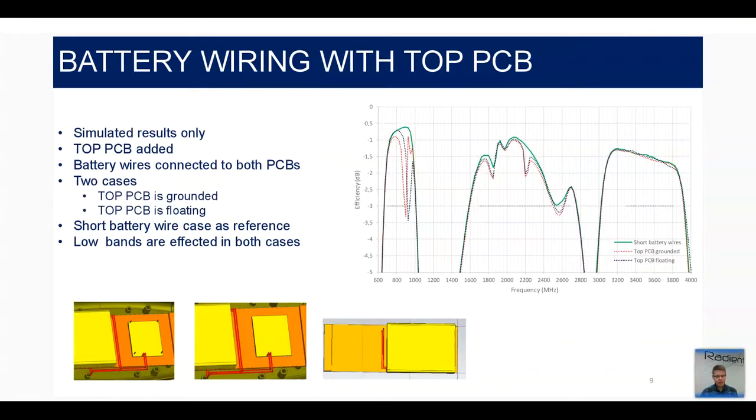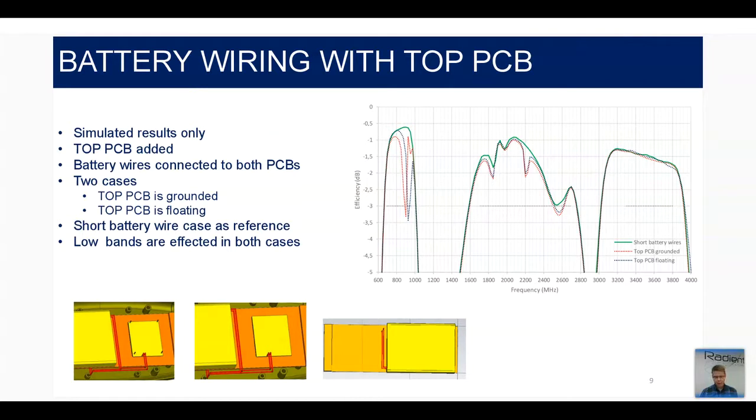And the third case with the more wiring, now we add that top PCB back there. 2 cases, the top PCB is grounded and floating, and now the wires from the battery are split, so the wires go to the main PCB but also to the top PCB. And here we can see that there is quite a big effect on the low band, a very big notch in both of the cases, and in mid band there's also a very similar result in both of the cases, small notches there caused by these wires.